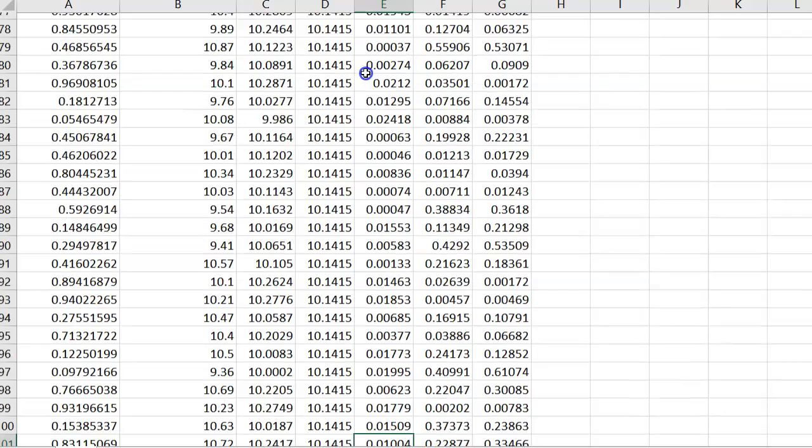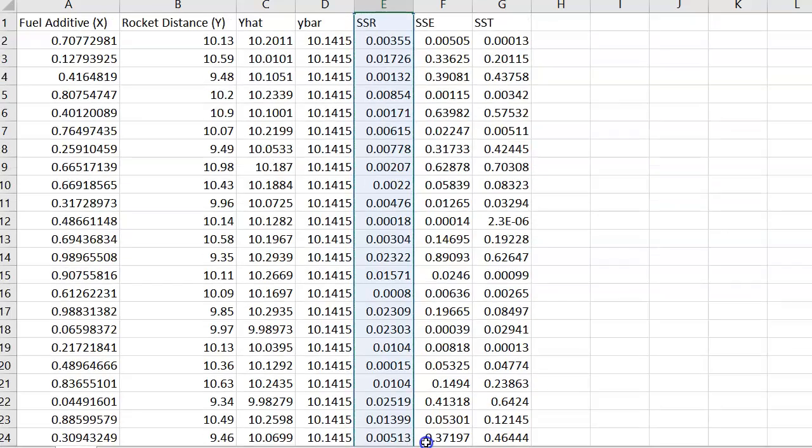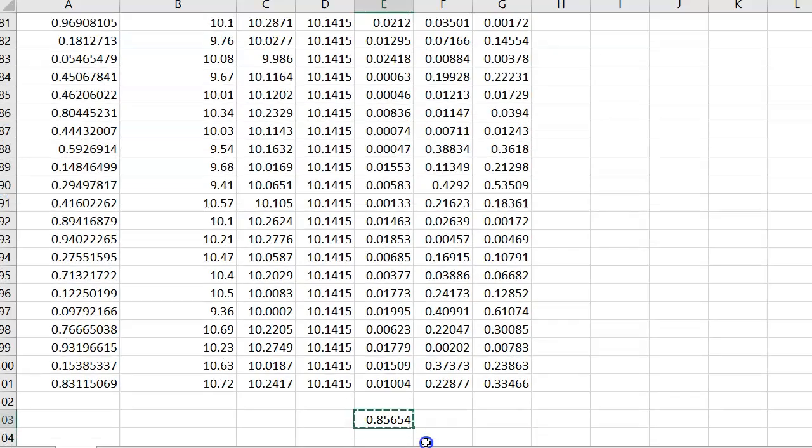Down at the bottom, if I jump all the way down to row 101, there was 100 data points, but the first row had labels, so that's why we're down at 101. I want to add these pieces up, like so. And there I'm going to have my SSE, SSR, and SST.